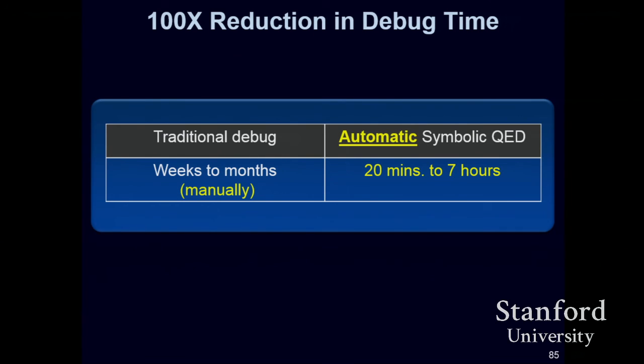Running the bounded model checking was automatic. So once we'd set up the environment, it's the same environment for all the bugs. It takes anywhere from 20 minutes to 7 hours, okay? And it found all of them.